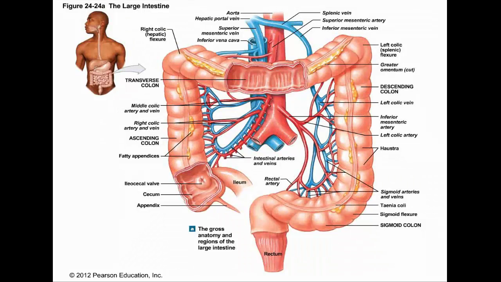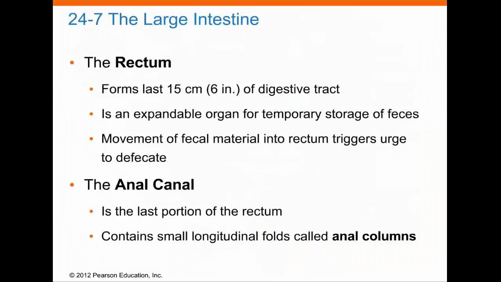Here we've got that diagram again. This, of course, is available in your textbooks. The rectum, as it said, forms the last 15 centimeters and is an expandable organ for temporary storage of feces, and the movement of fecal material into the rectum triggers the urge to defecate. The anal canal is the last portion of the rectum, and it contains folds called the anal columns.